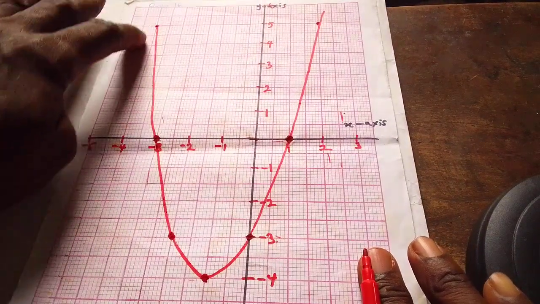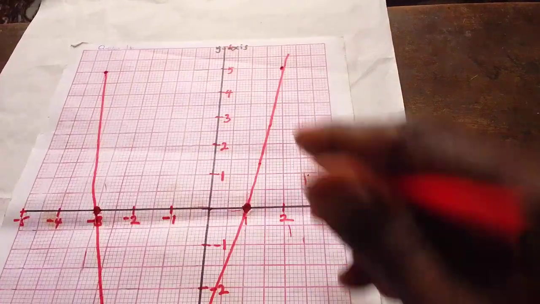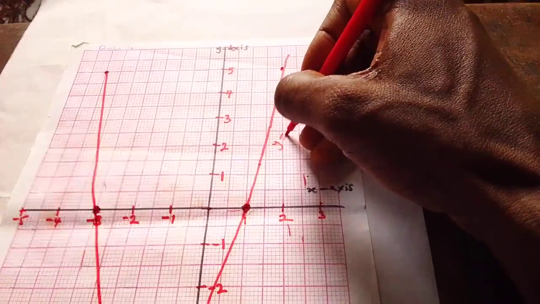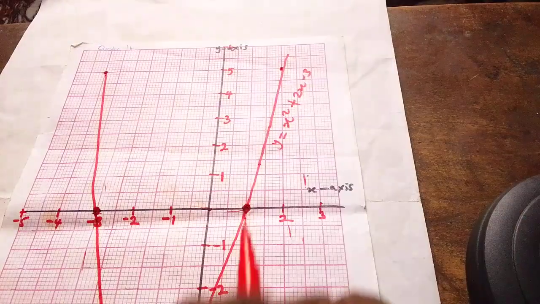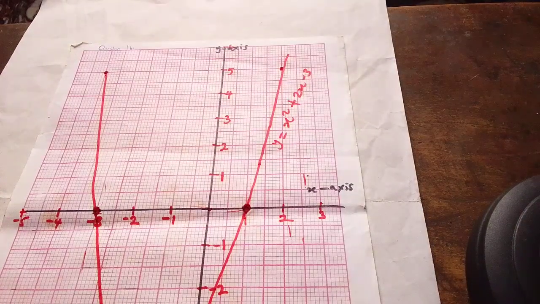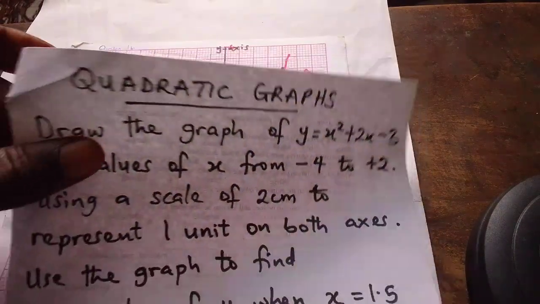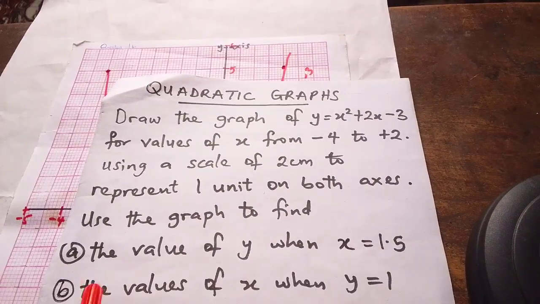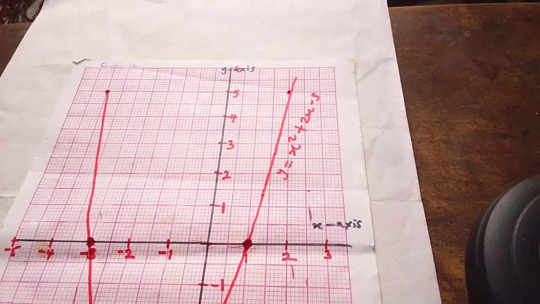So you join the points together, and you realize you are going to get a quadratic curve. This is the graph of y equals x squared plus 2x minus 3. Now let's come back to the question. The question says: A. Use the graph to find the value of y when x is 1.5.